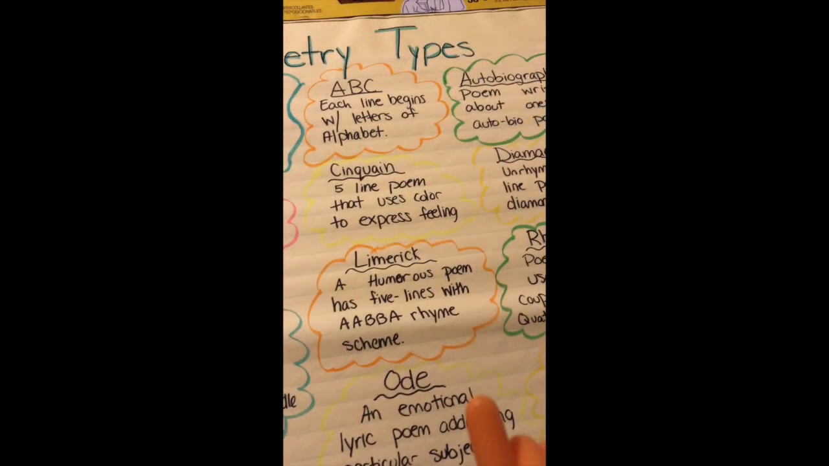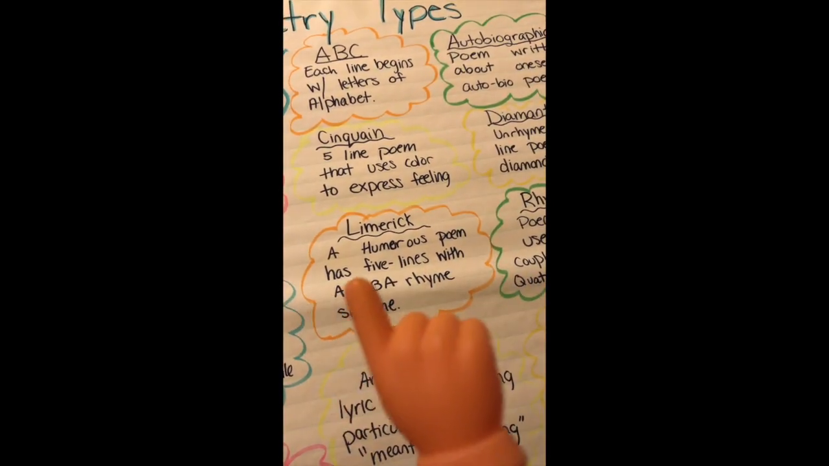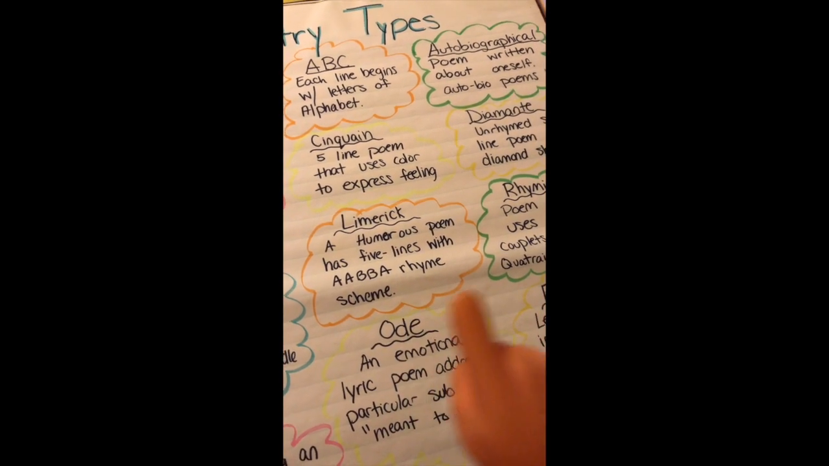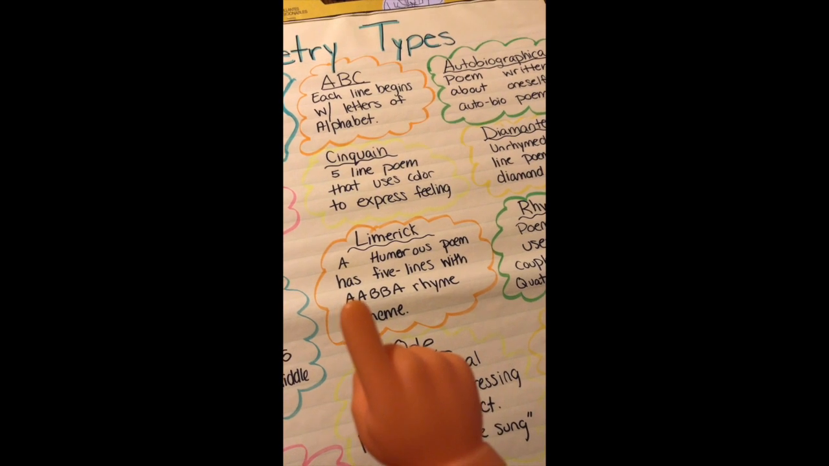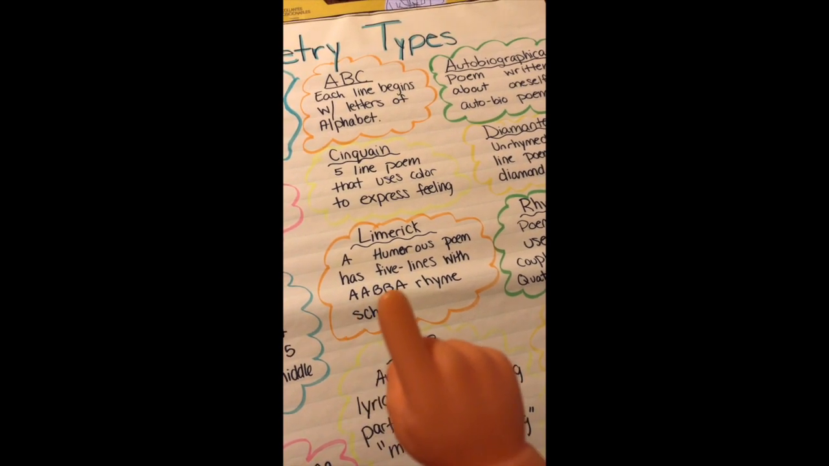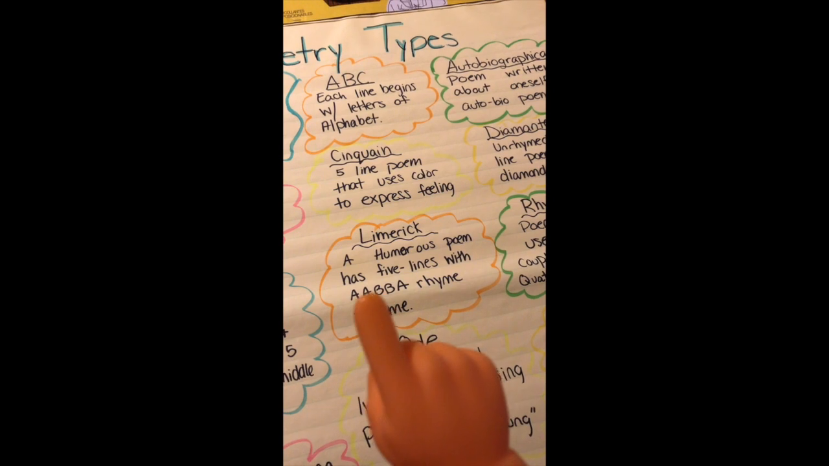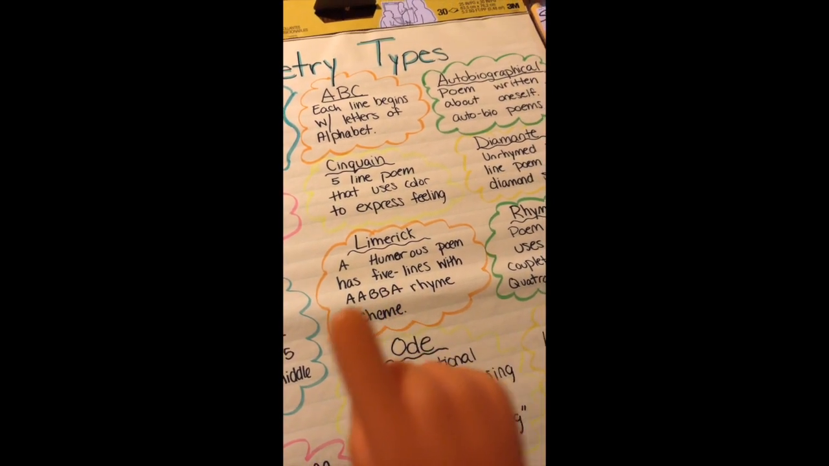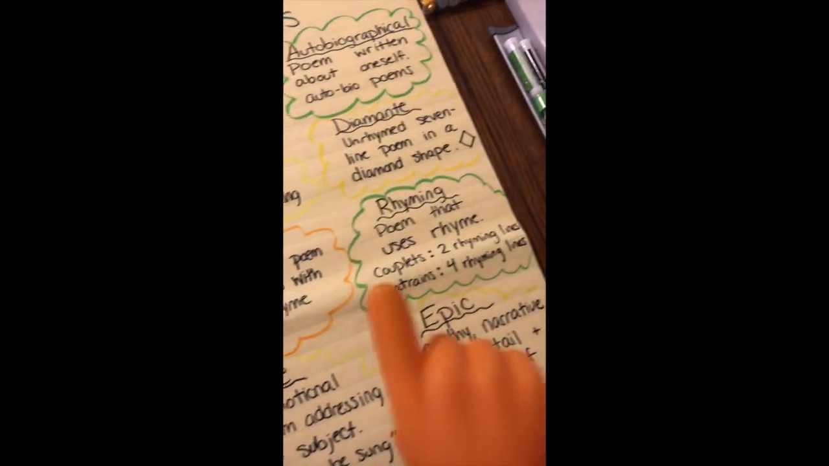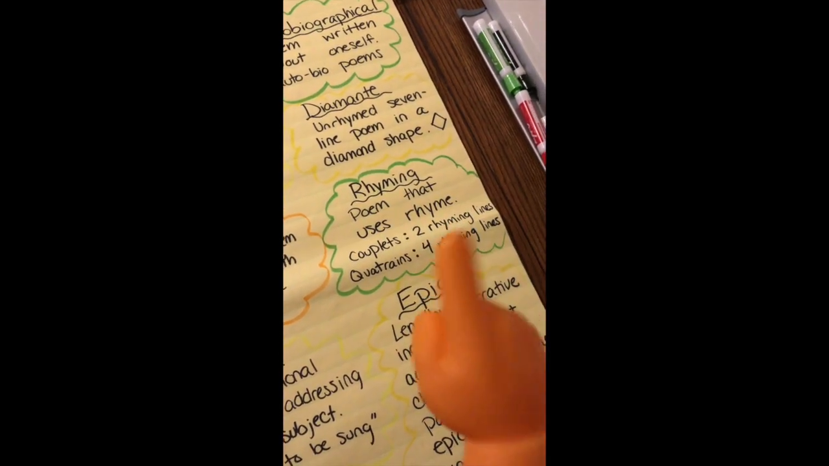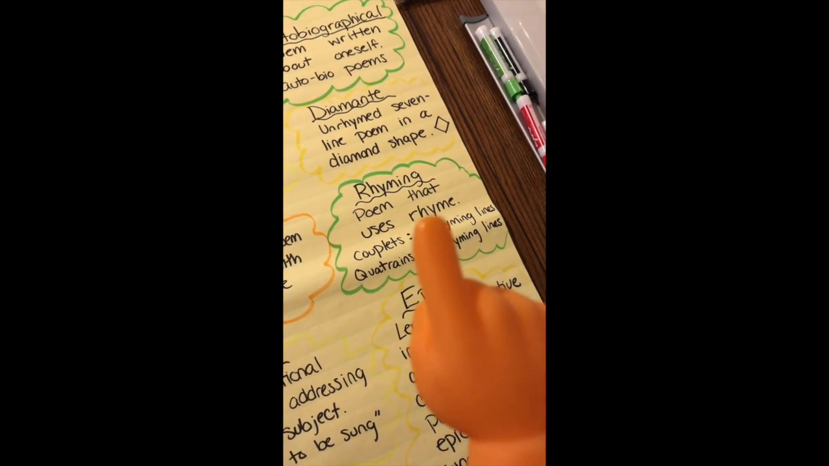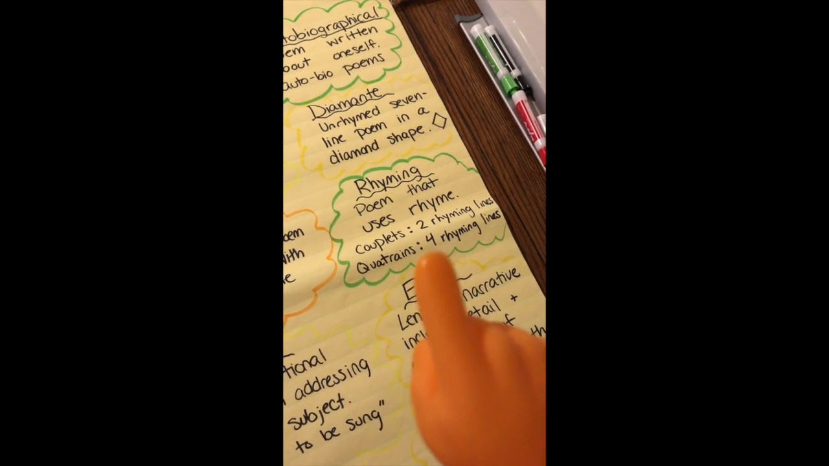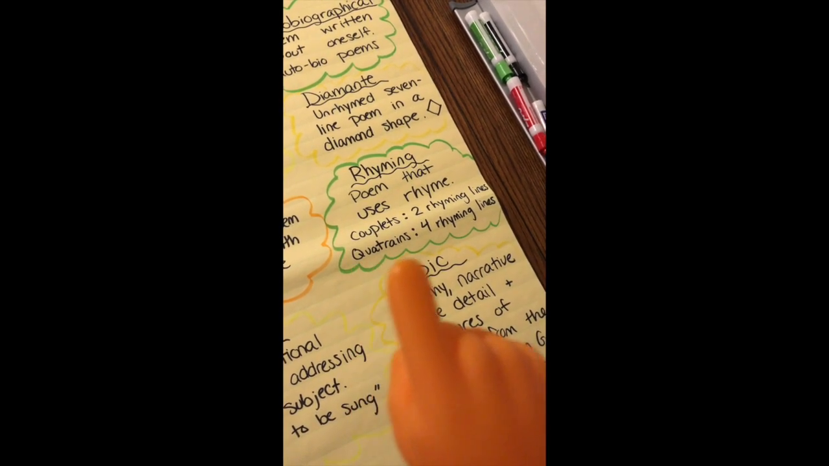Okay? A limerick poem is a humorous poem that has 5 lines with an AABBA rhyme scheme, which means the A's all rhyme and the B's rhyme. So the B's don't rhyme with the A's, right? The A's rhyme with the A's and the B's rhyme with the B's. Okay? A rhyming poem uses rhyme. Okay, so if a rhyming poem has 2 lines that rhyme, they're called couplets. If a rhyming poem has 4 lines that rhyme, they're called quatrains.